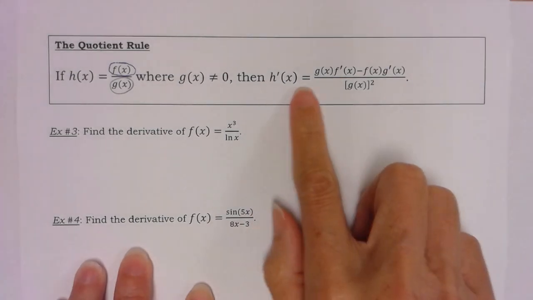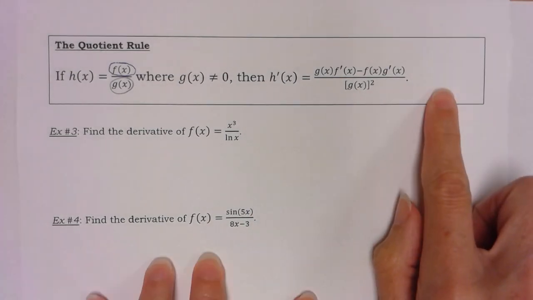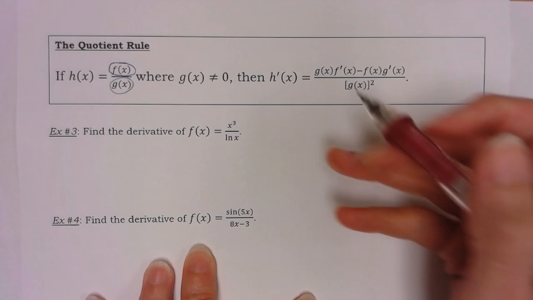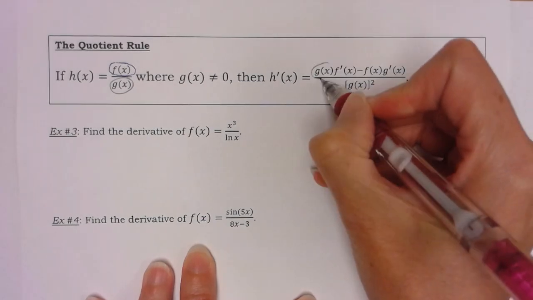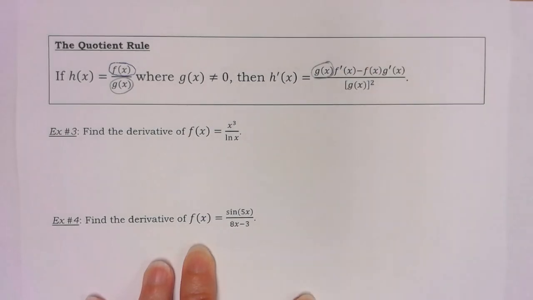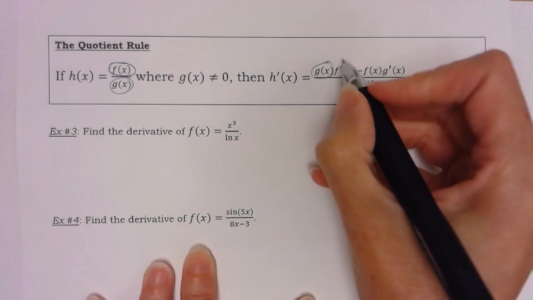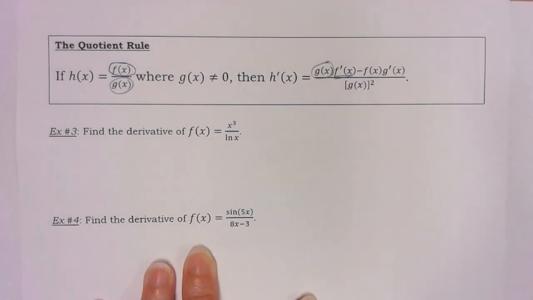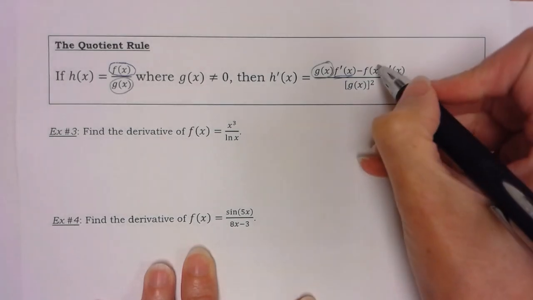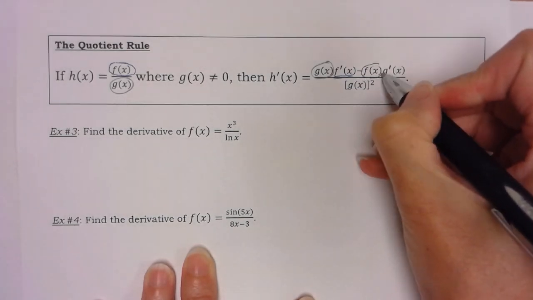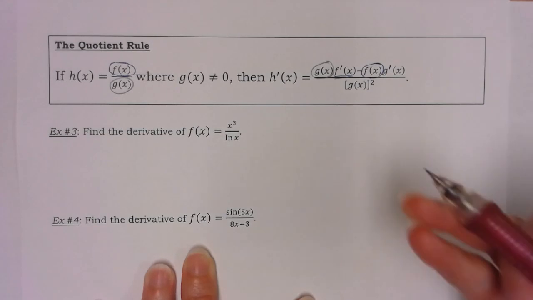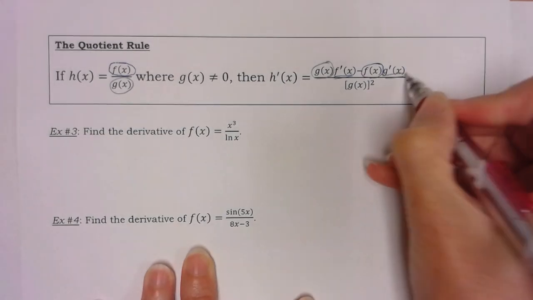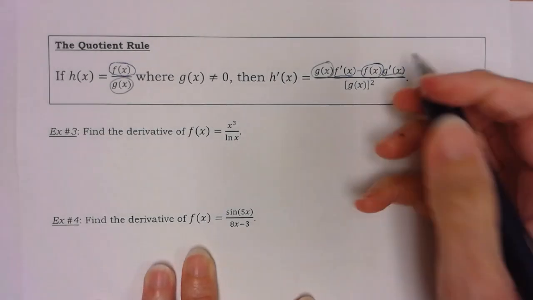So we start out, the first thing, our bottom function just goes right exactly where it was, up on the top though. Then I multiply by the derivative of the top function. I subtract the top function left alone times the derivative of the bottom function all over the bottom function squared.